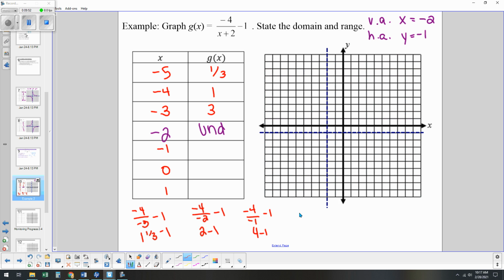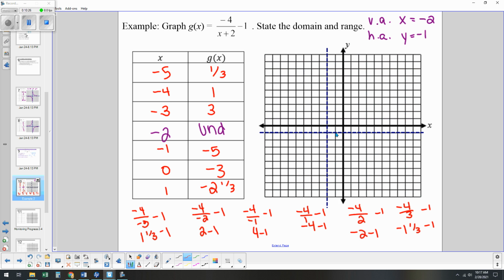And then we're going to plug in negative 1. So that's negative 4 over negative 1 plus 2, is 1, minus 1. So negative 4 minus 1 is negative 5. Negative 4 over, let's plug in 0. So that's 0 plus 2, is 2. So that's negative 2 minus 1, which is negative 3. And then lastly, negative 4 over 1 plus 2, is 3, minus 1. So that's negative 1 and a third minus 1, which is negative 2 and a third.